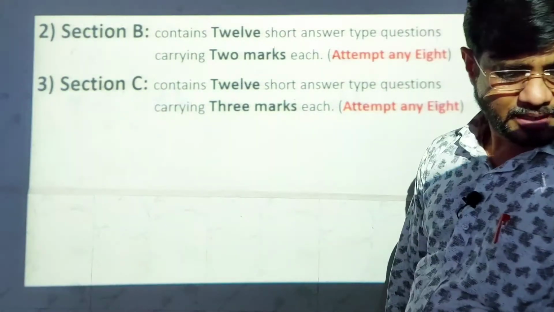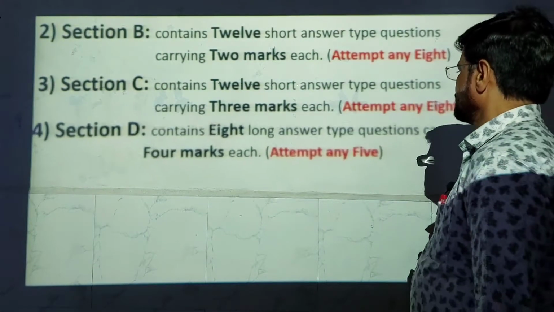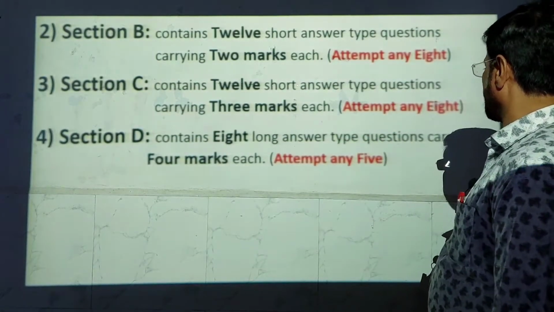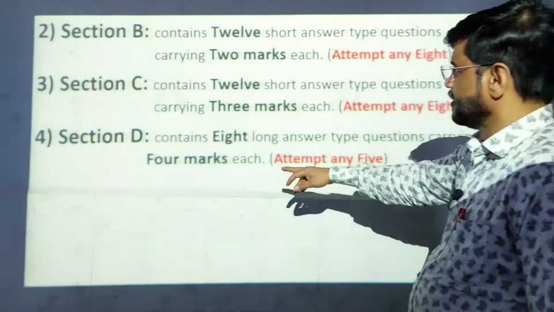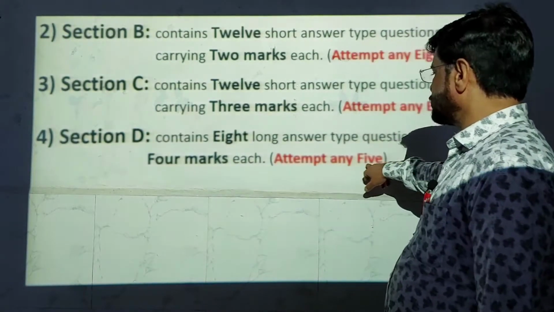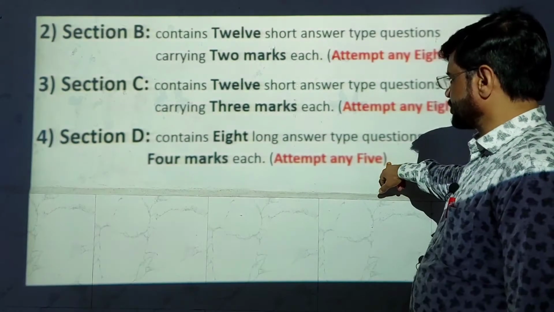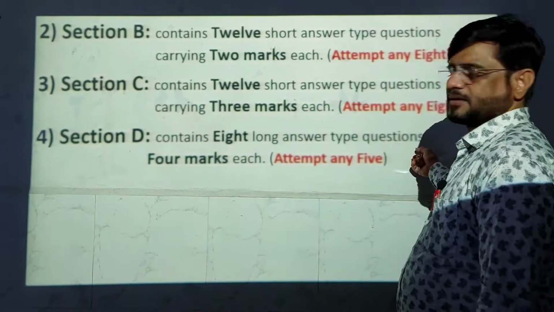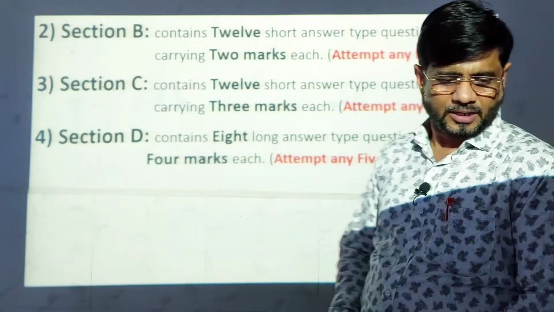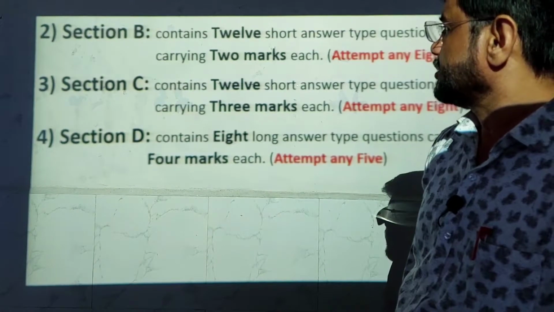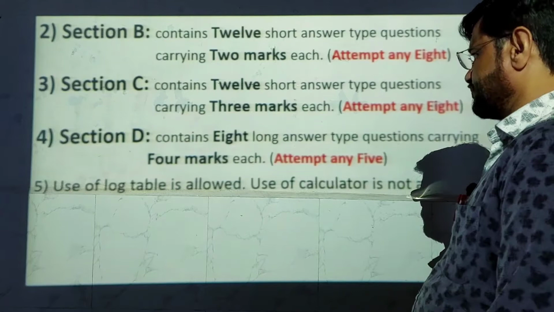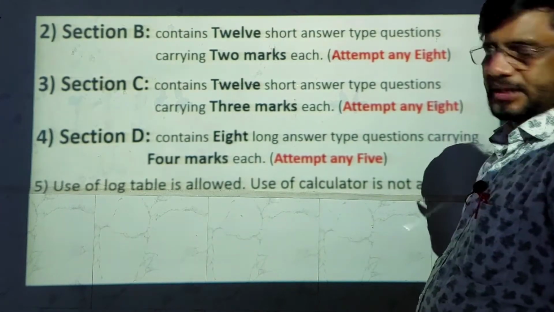24 marks. And the last section D contains 8 long answer type questions carrying 4 marks each. You have to attempt just 5 questions, so 5 multiplied by 4 gives 20 marks for this section. Okay, so here the 4 sections are there. Now use of log table is allowed and use of calculator is not allowed.